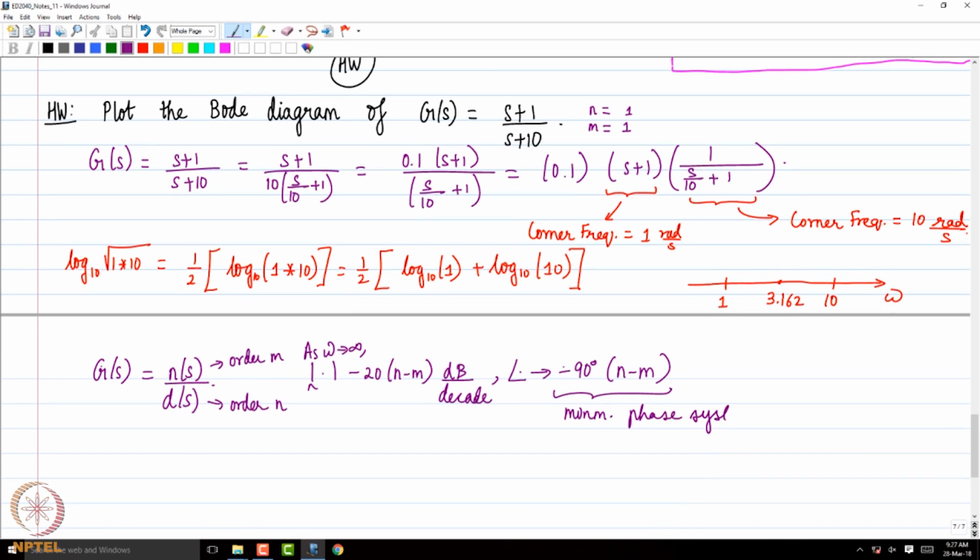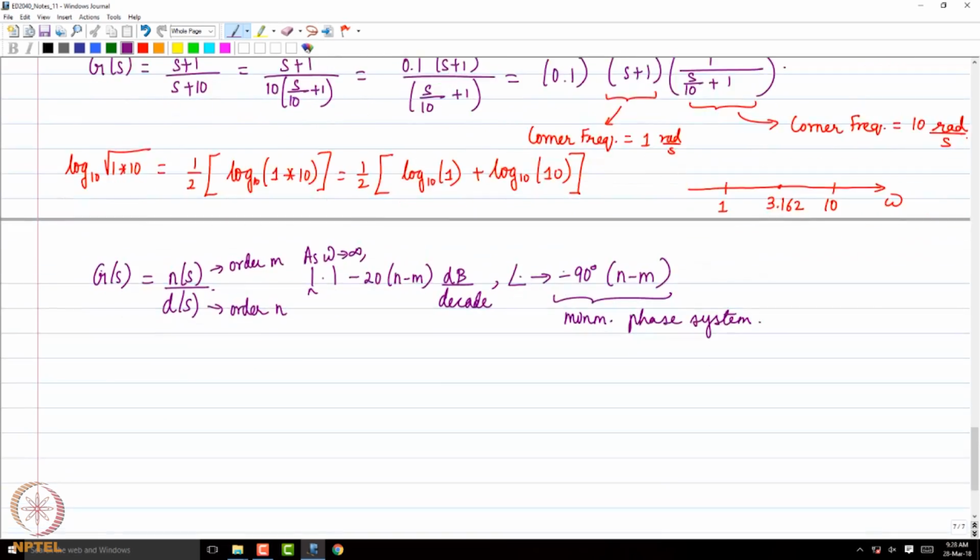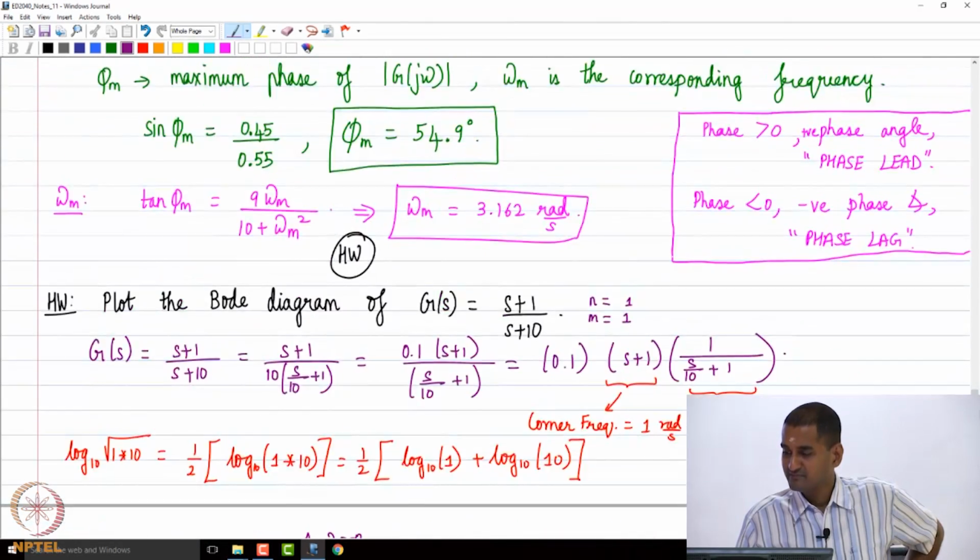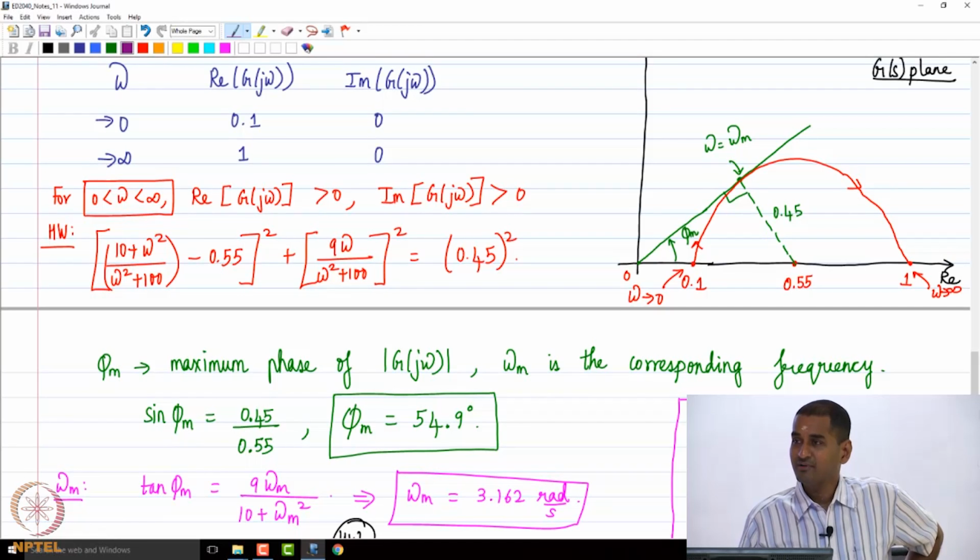So, what is going to be the value here? 0. And does it tend to 0? It does, right, because s plus 1 will give you a phase contribution of plus 90, and 1 by s by 10 plus 1 will give you a phase contribution of minus 90 as omega tends to infinity. So, the sum is going to be 0. And can you observe it from the Nyquist plot? You can, right.